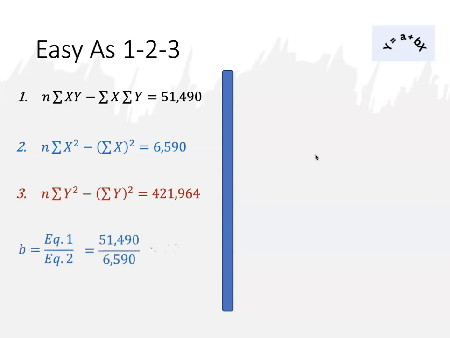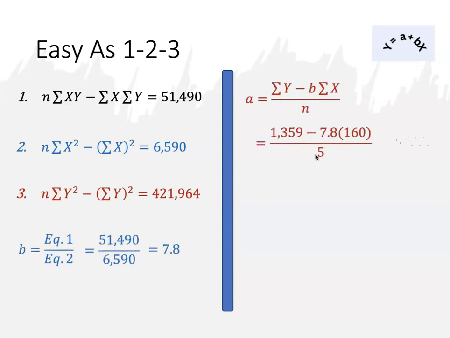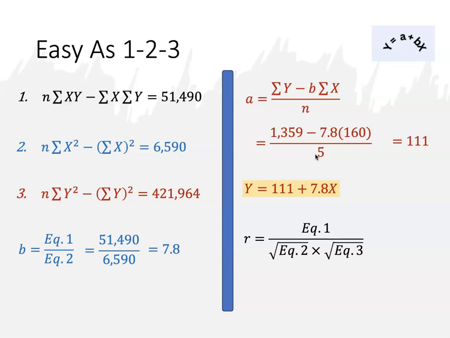We already found b was 7.8, and we already found a was 111. So now we want the equation for r, alongside the equation y equals 111 plus 7.8x. So r is equal to equation 1 over the square root of equation 2 times equation 3. That's equation 1, 51,490, over the square root of equation 2, the square root of 6590, multiplied by the square root of equation 3, which is the square root of 421,964.